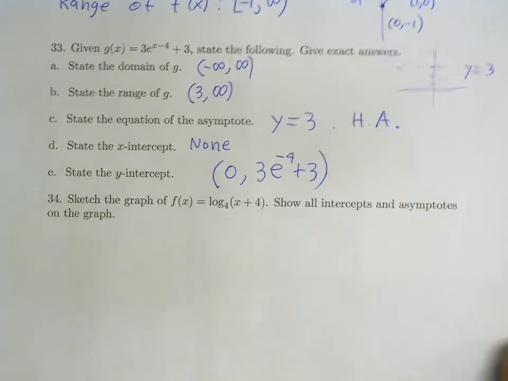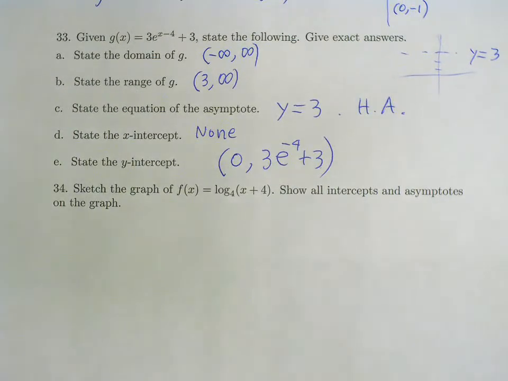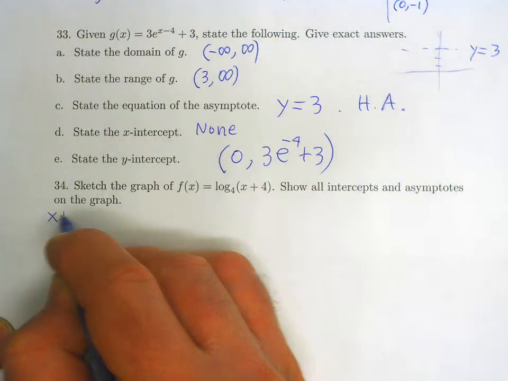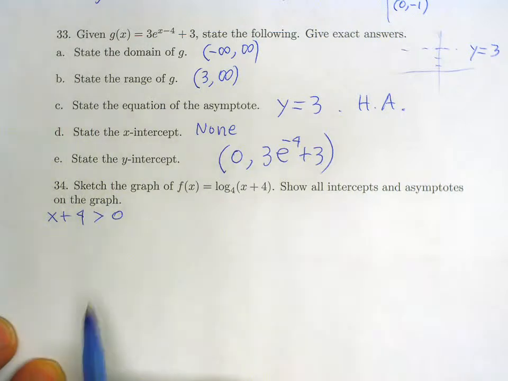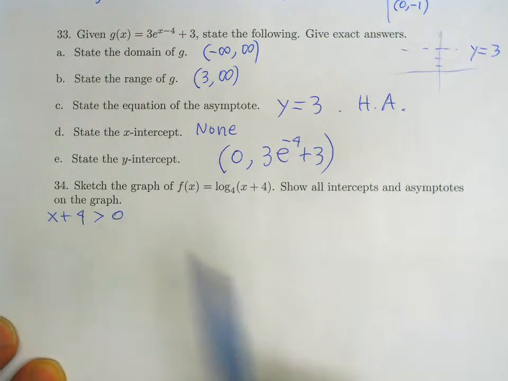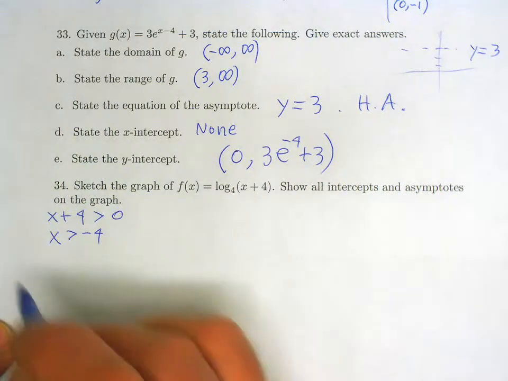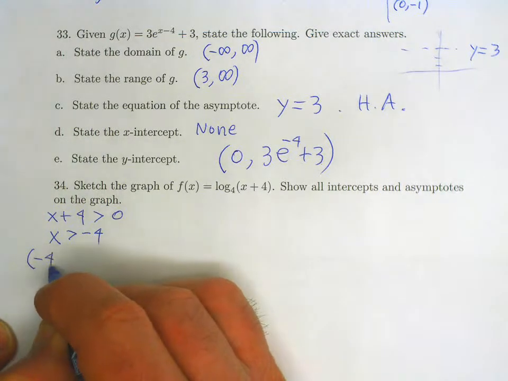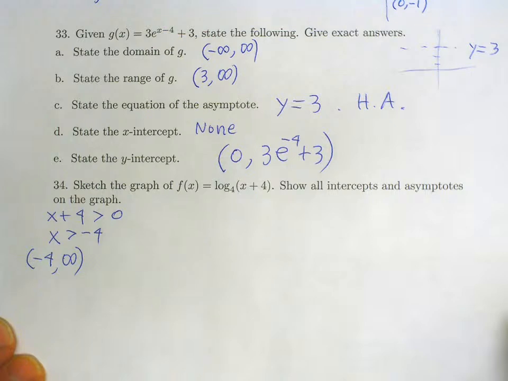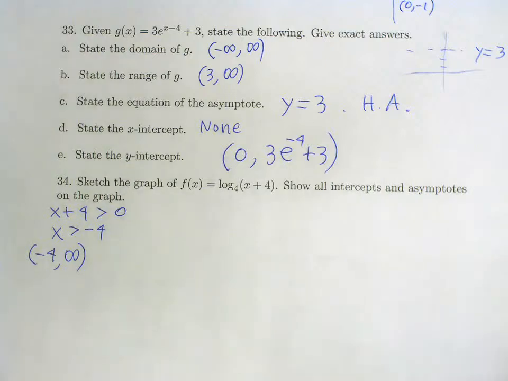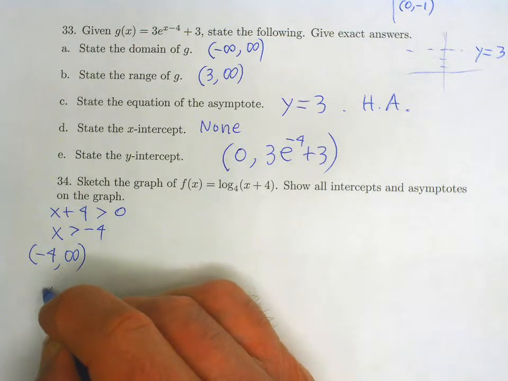Number 34, sketch the graph of f of x equals the base 4 logarithm of x plus 4. Show all intercepts and asymptotes on the graph. Well, we should note that the domain, arguments have to be positive, so x plus 4 is greater than 0. So the domain is all x values greater than -4. So parenthesis -4, comma, infinity is the domain for this function. That's sort of important to know if you're going to graph it. And then the vertical asymptote is x equals -4.